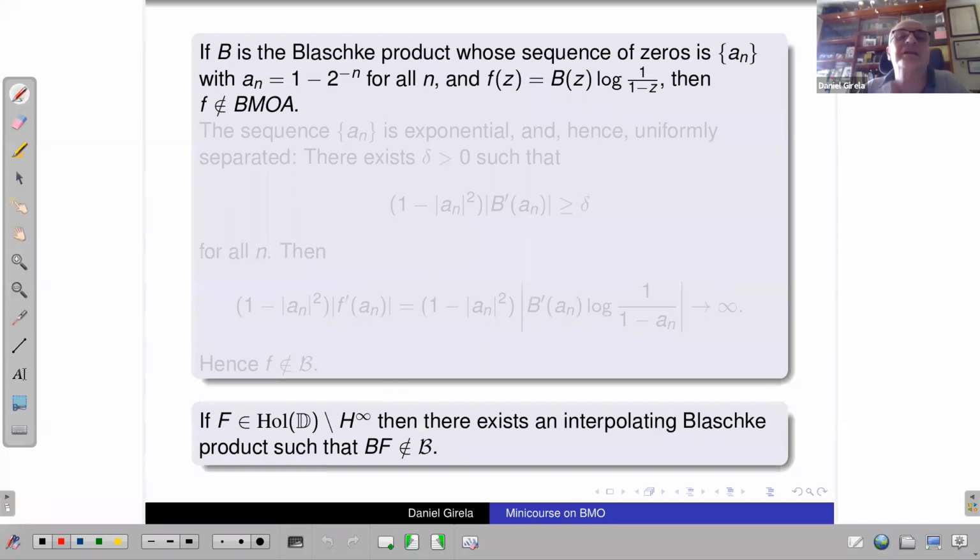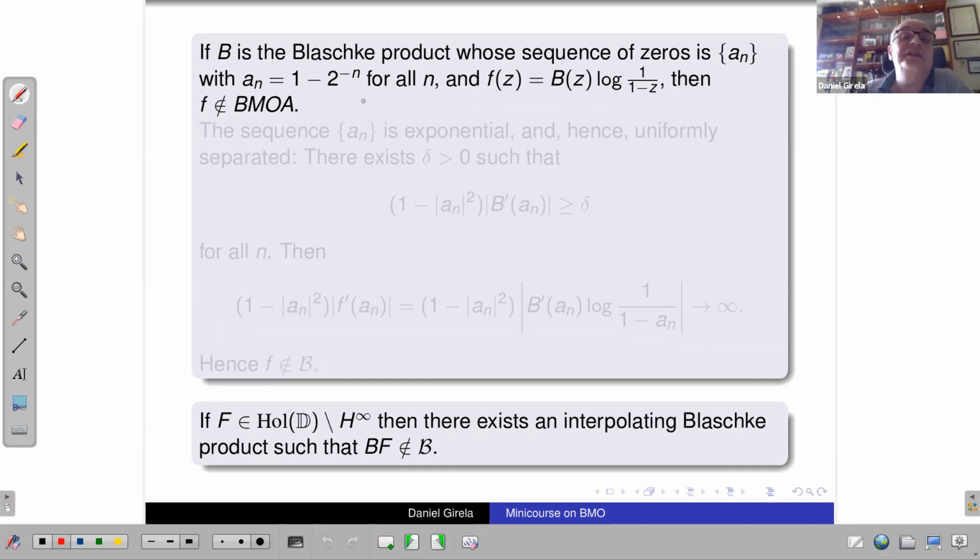Well, the thing is that we cannot say it. Let's work with the typical example of a VMO function, the function log of 1 over 1 minus z. And let's take a quite simple Blaschke product, the Blaschke product which has zeros at 1 minus 2^(-n). So this is an exponential sequence. And then we consider the product of B times the log of that function. So this function is in VMO. This is a Blaschke product. However, the product is not in VMO. Actually, it's not a Bloch function.